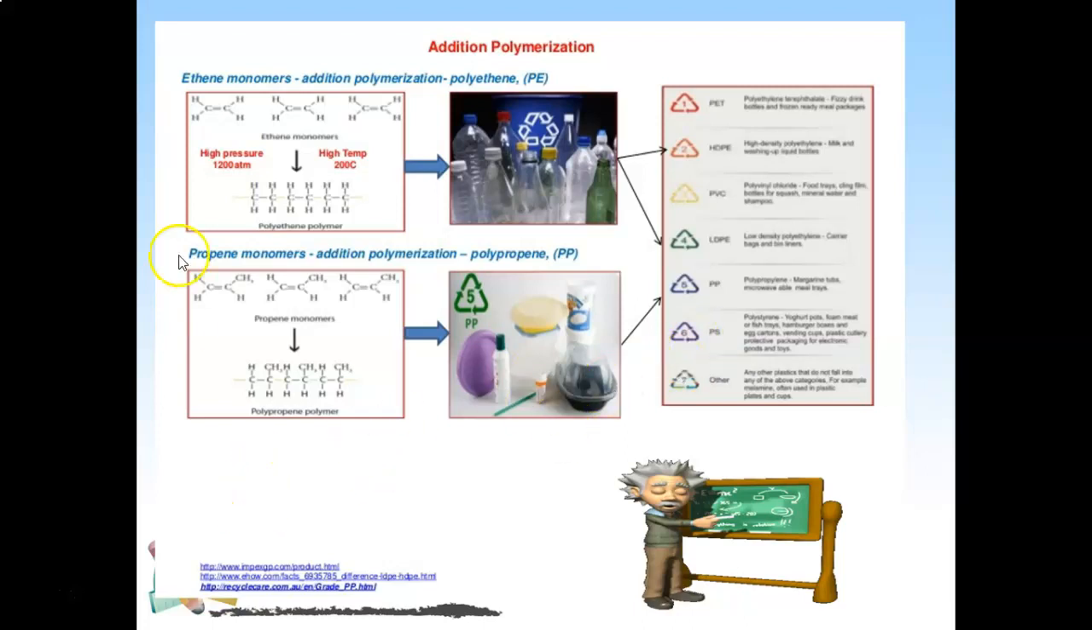And this one is the propene monomer produced by addition polymerization. We look at the structure composed of the double bond, which undergoes the polymerization process. The double bond will be released to produce polypropylene, and it is in single bond form with 1,000 repeating units.